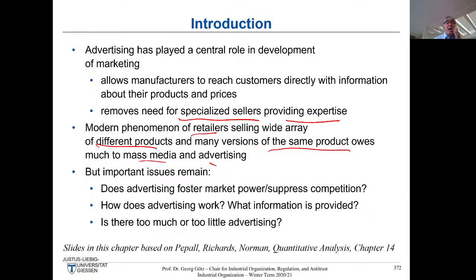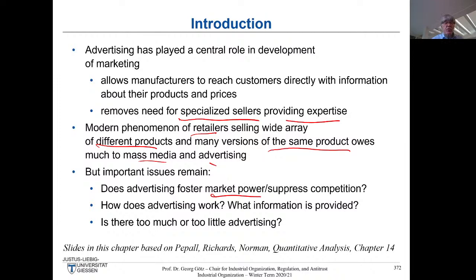The question we want to address, of course, is whether advertising is a bad thing in the sense that it makes market power possible. So it fosters market power and suppresses competition. Think of Coke, how they perhaps can keep their dominant position in the market for these beverages just by advertising a lot and outspending others, for instance. That might be a bad thing.